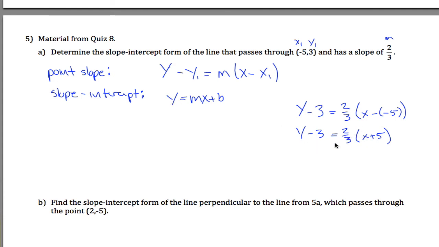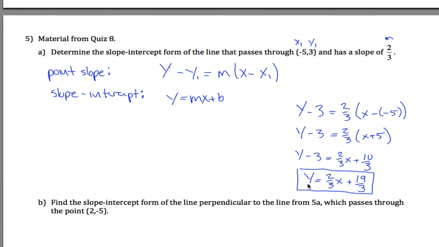I can algebraically solve this thing so that it fits this form. The way I do that is I'm going to take this 2/3 and distribute it through. Then I'm going to add 3 to both sides of the equation. 3 is the same as 9/3. 9/3 plus 10/3 is 19/3. Gave him a lot of fractions on this midterm.